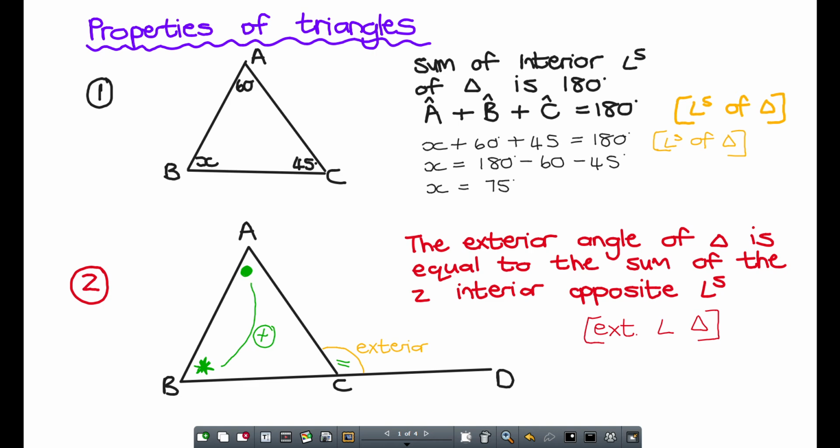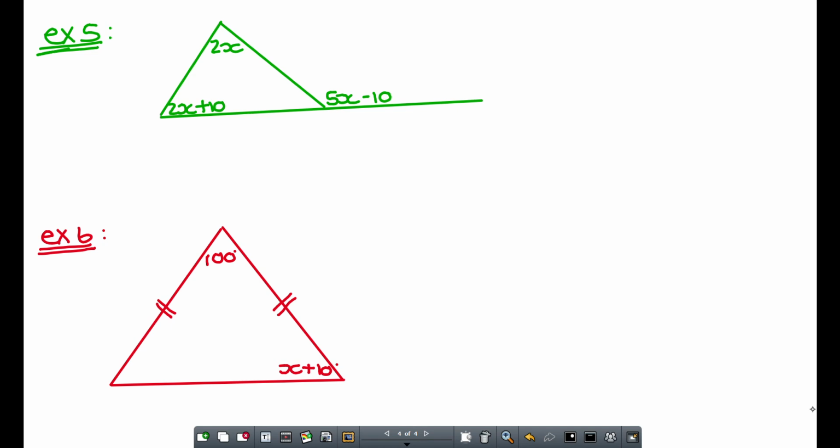Are you good? So I'm going to skip back to the question. There. So what would this be? Exterior angle. And are these two angles opposite it? Yes. So my rule says add these two up and it will be equal to the exterior angle. Okay, so write that out. That's your first mark. And then it's a normal equation.